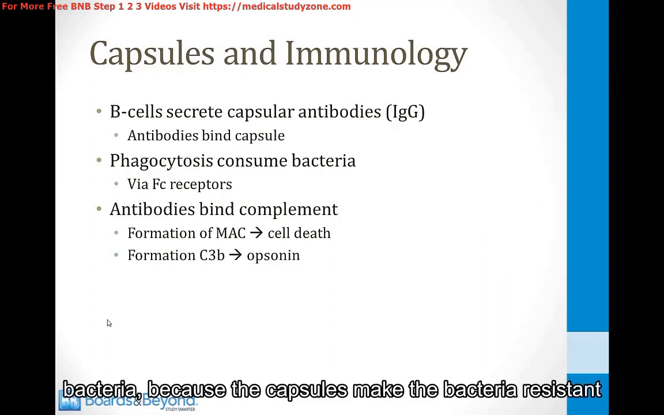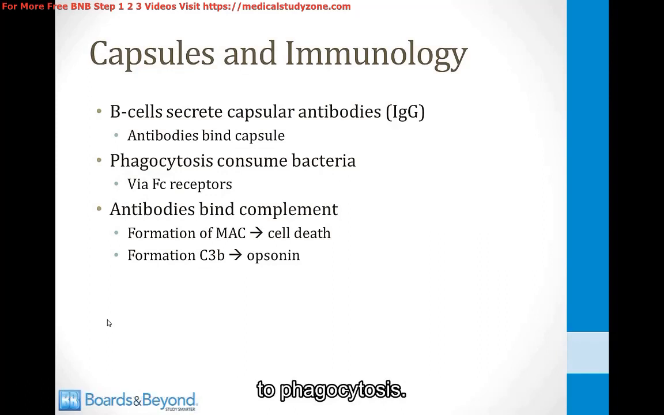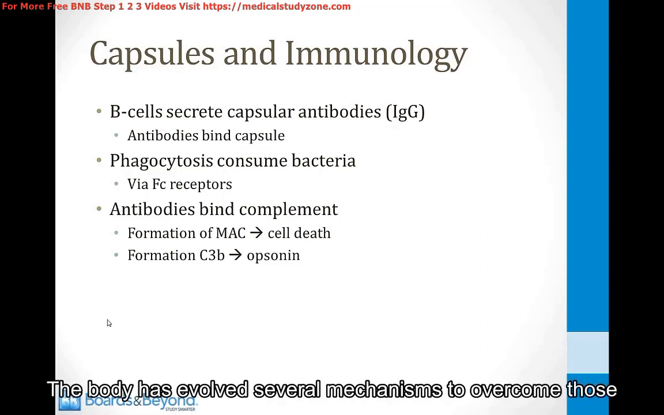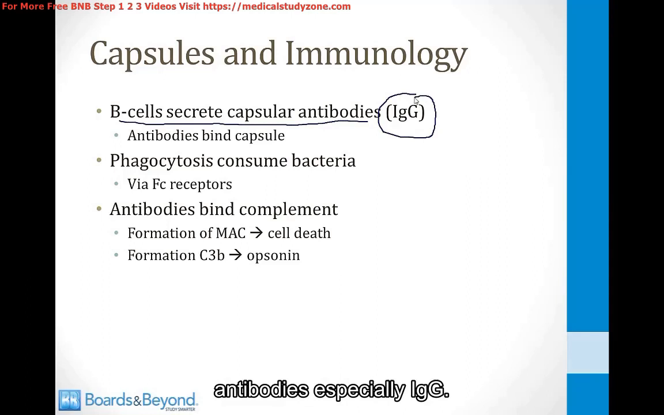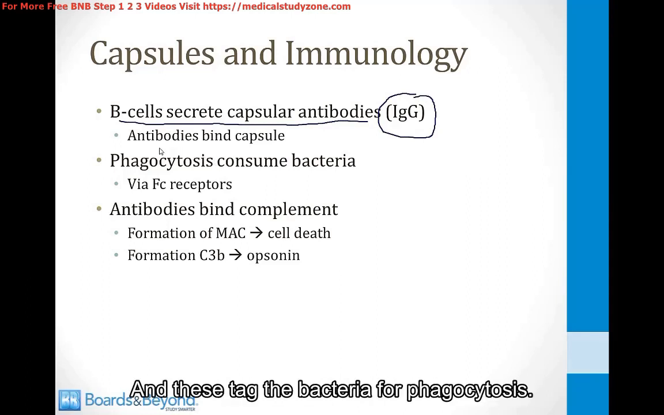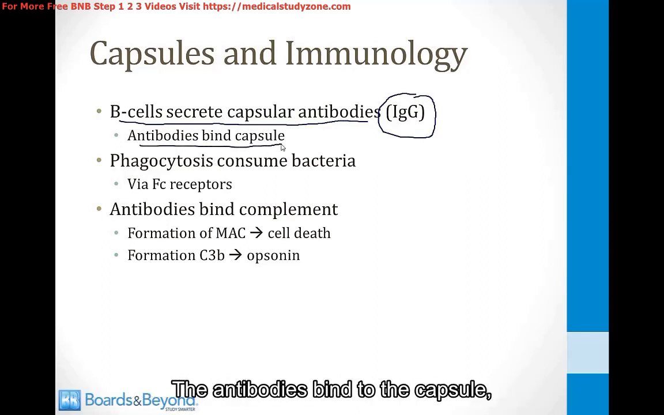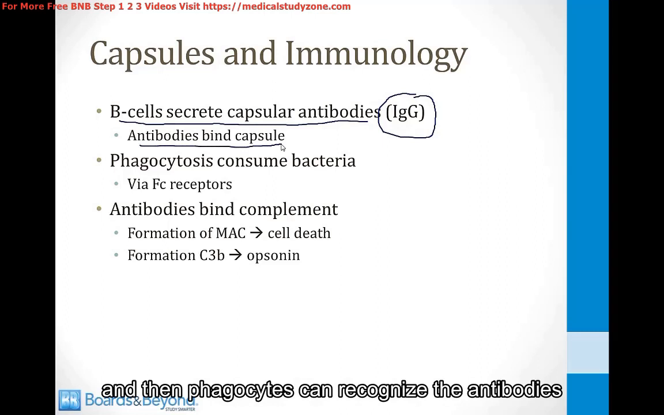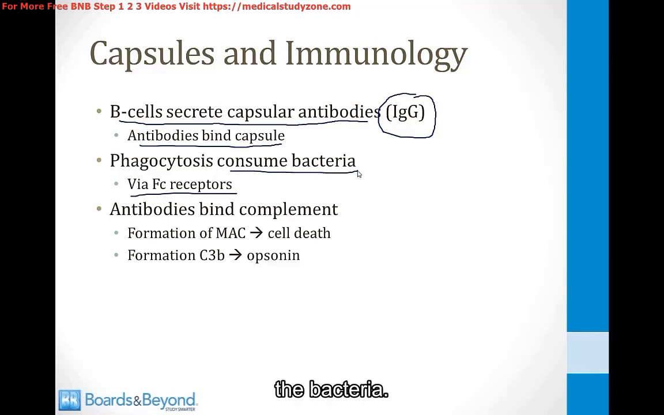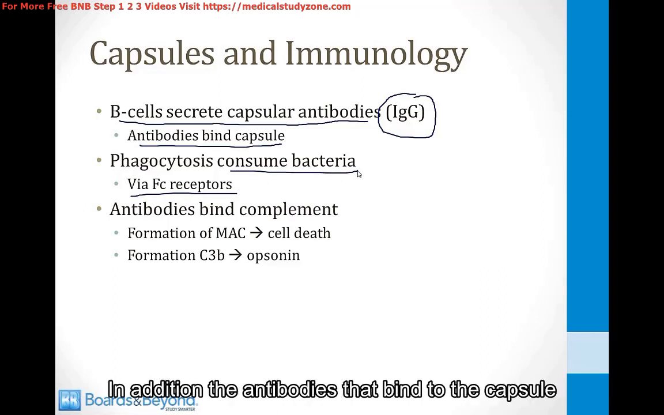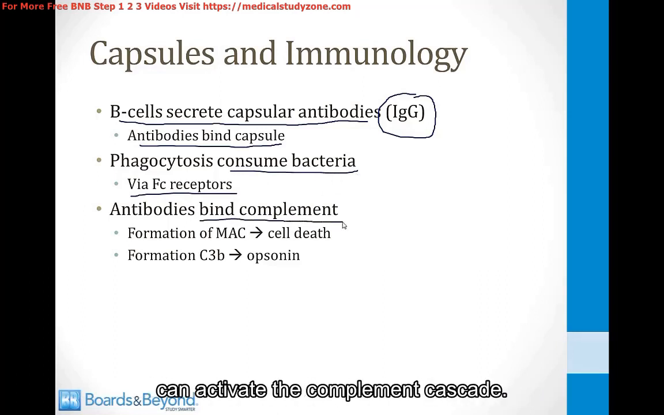Because the capsules make the bacteria resistant to phagocytosis, the body has evolved several mechanisms to overcome those capsules. The first mechanism is that B cells secrete capsular antibodies, especially IgG, and these tag the bacteria for phagocytosis. The antibodies bind to the capsule, and then phagocytes can recognize the antibodies via their Fc receptors, and therefore they can consume the bacteria. In addition, the antibodies that bind to the capsule can activate the complement cascade.